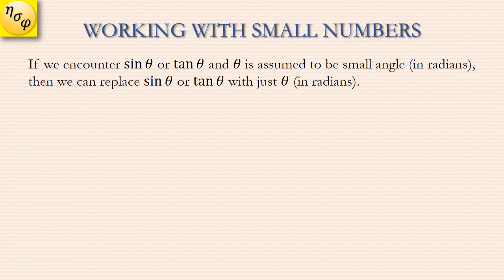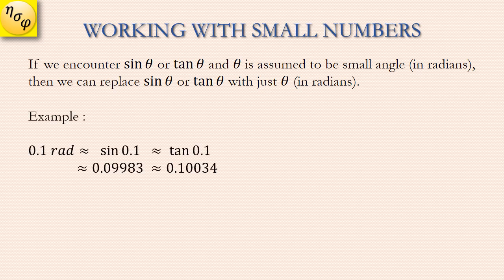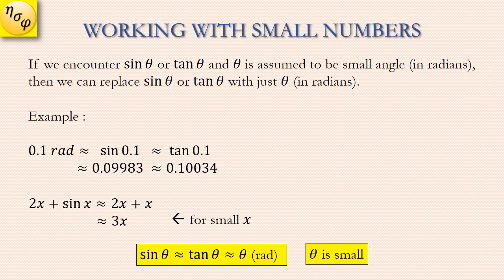We move on to the second topic, which is working with small numbers. If we encounter sine theta or tangent theta, and theta is assumed to be a small angle in radians, then we can replace sine theta or tangent theta with just theta in radians. An example is 0.1 radian is roughly the same as sine 0.1 or tangent 0.1. So we can simplify 2x times sine x into 3x for small x. And here's the summary. Sine theta equals tangent theta equals theta in radians for small theta.